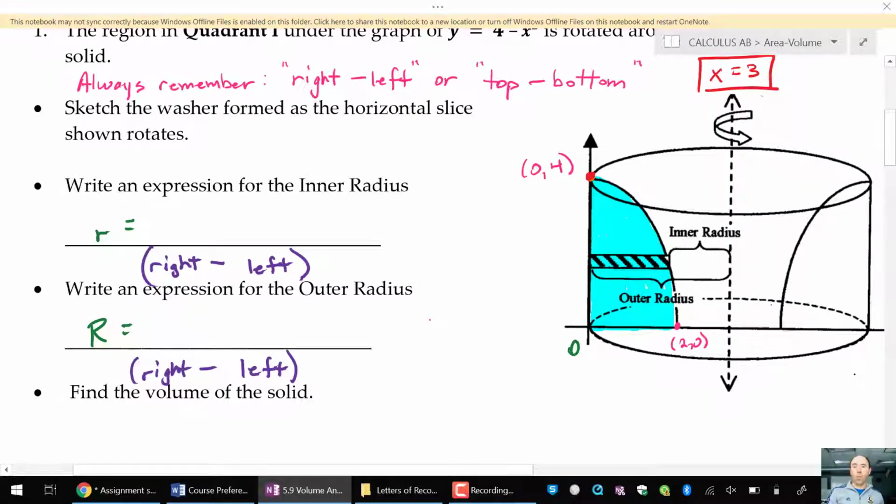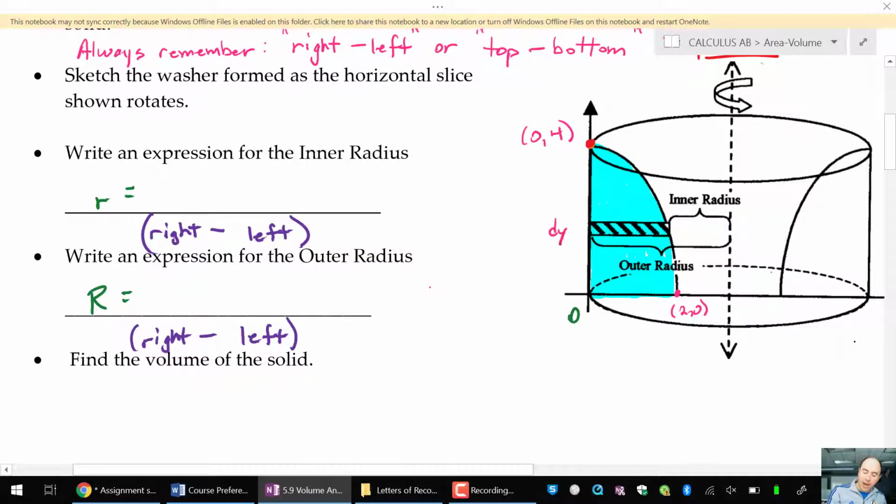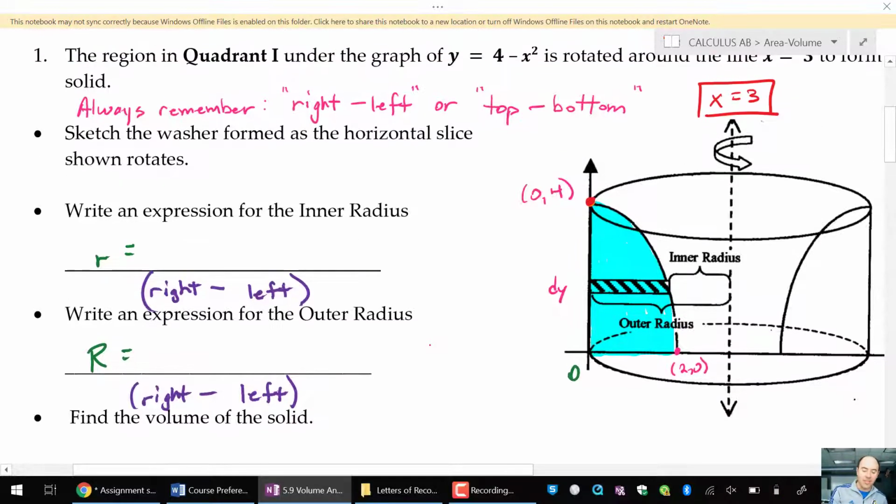Now we're going to be building a y integral here. This is a dy thickness to that washer that we're about to build. And by the way, maybe jot this down on your paper.